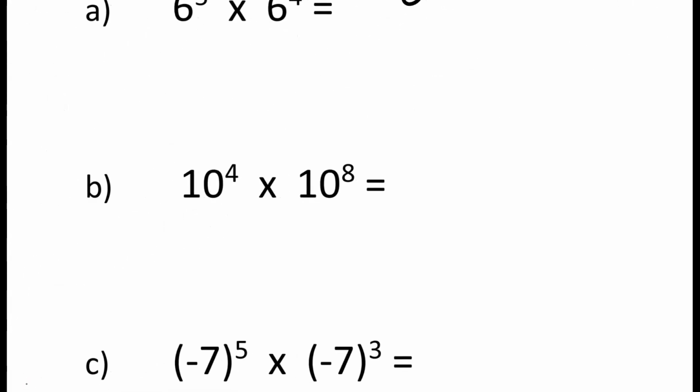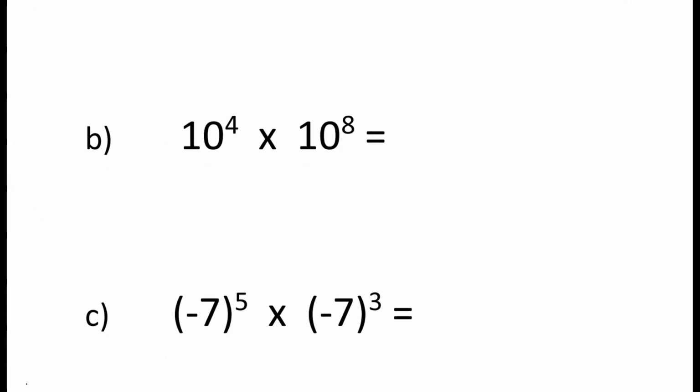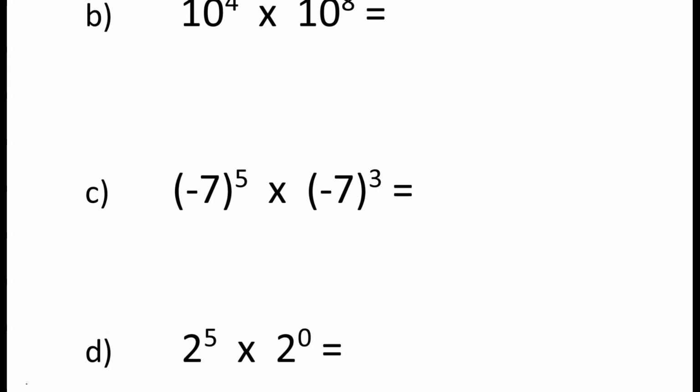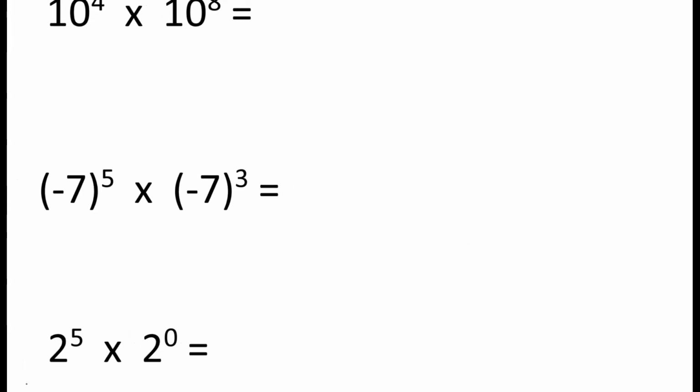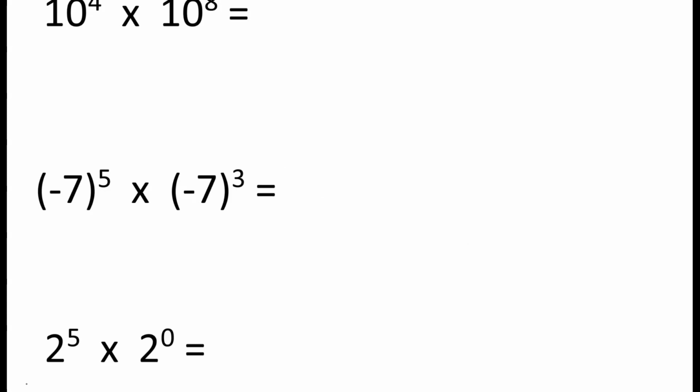For B, I'm going to leave for you to complete and for you to check your answers in the OneNote. For C, we have -7 in brackets. Again, remember that the brackets are important here. Where the brackets are positioned in terms of where the negative is has a drastic effect on your outcome. So, -7 in brackets to the power of 5 multiplied by -7 in brackets to the power of 3.